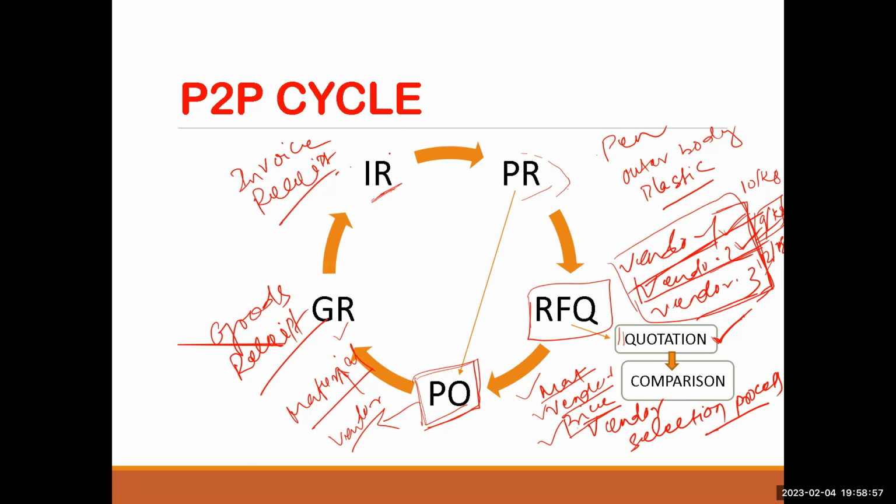Now once your cycle has been completed, you have to pay the price to the vendor. Now this is a payment, but the payment is part of your FICO team only. The payment part will come in the finance department. So our purchasing cycle, or P2P cycle, is from PR to IR. Okay, understood this process?